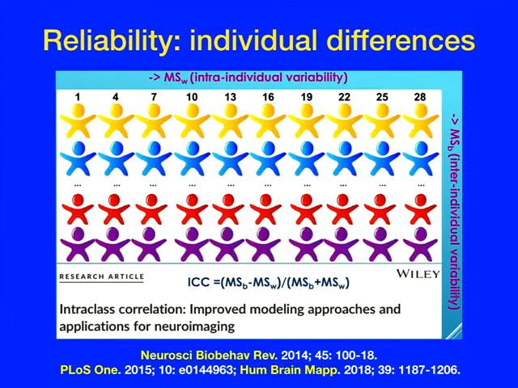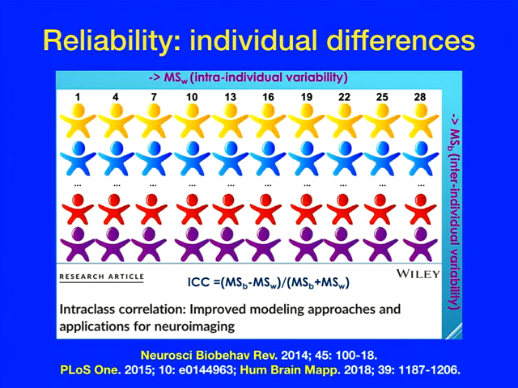So all the factors related to reliability is individual differences. There are two different types of individual differences. So I'll give you an impression about this. This is the same individual measured across 10 different occurrences.